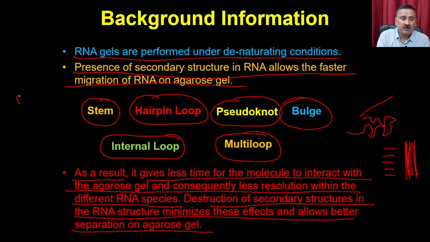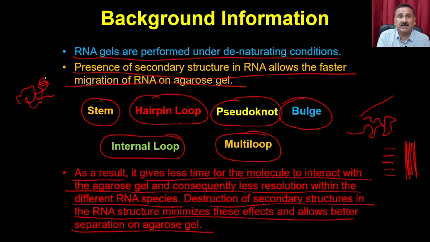So, you can imagine that you have RNA which is forming a secondary structure like this. It is happening because you have the A here and you have a T here, so you are going to have hydrogen bonding formed, and because of that it may form different types of secondary structures like stems, hairpin loops, pseudoknots, bulges, internal loops, multiple loops and all that.